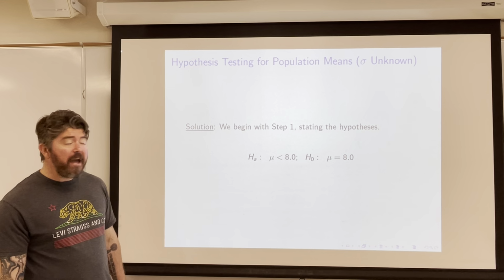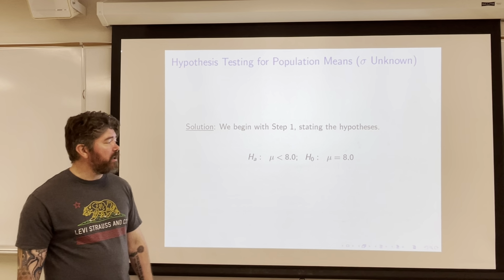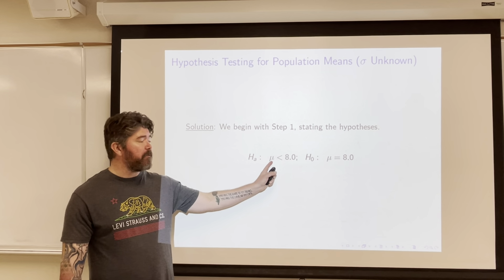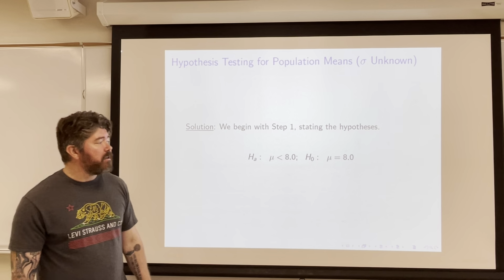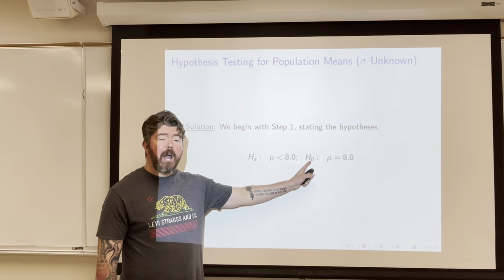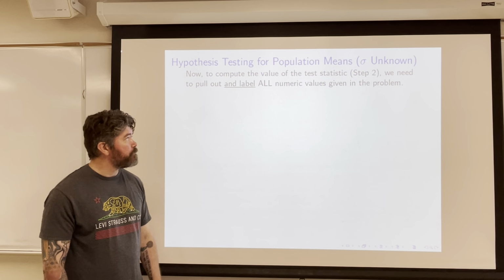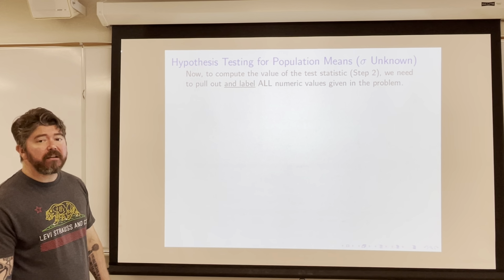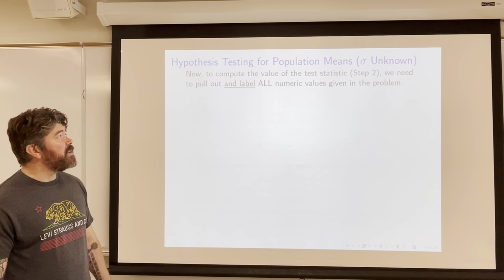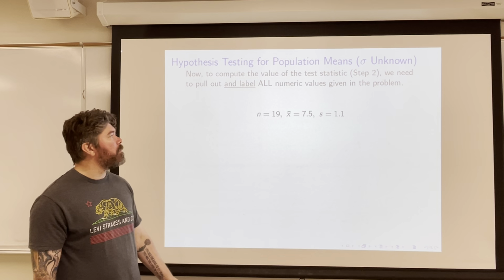So our claim is that the mean is less than 8.0, right? The average number of patients per nurse is less than 8.0. And remember our null hypothesis, we simply replace the symbol with equality. Now, to compute the value of the test statistic, this is our step 2, we need to pull out and label all numeric values given in the problem.